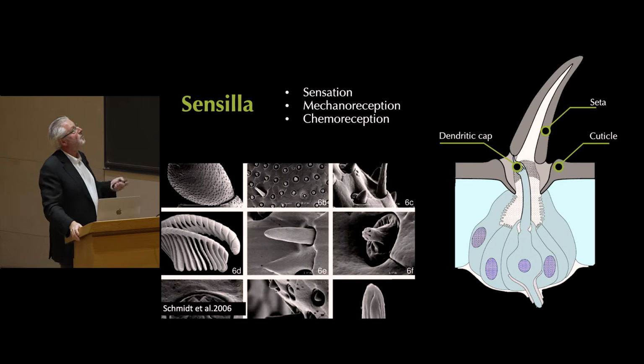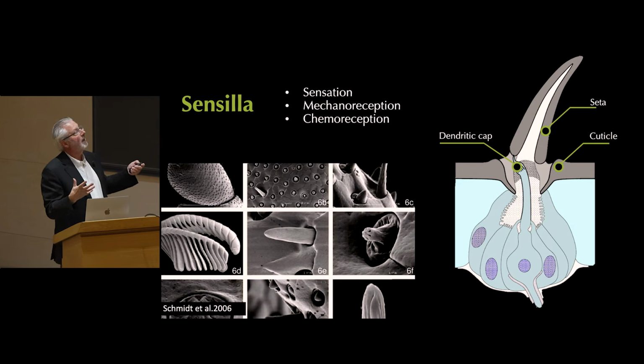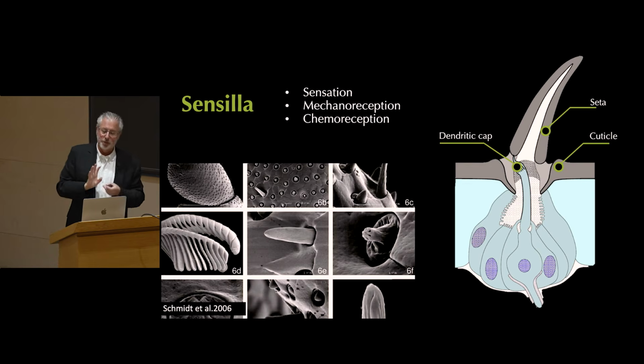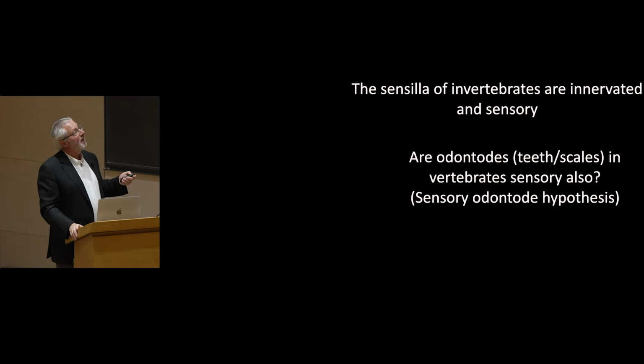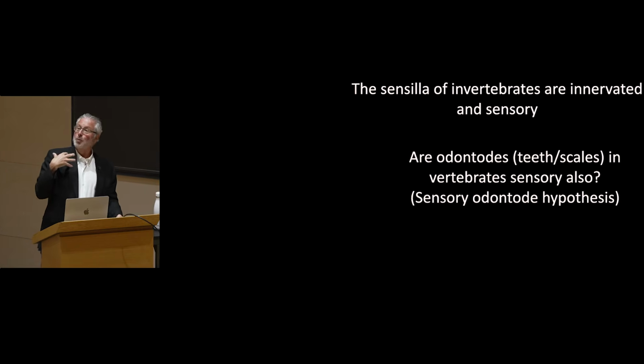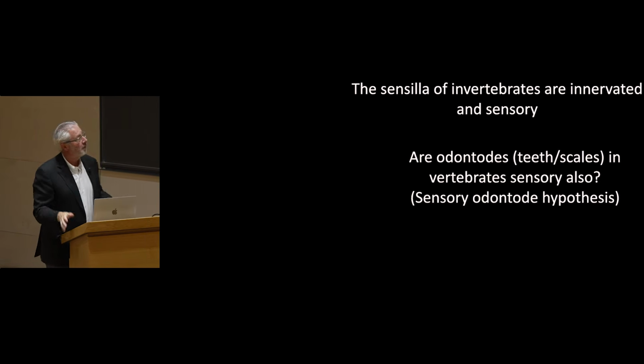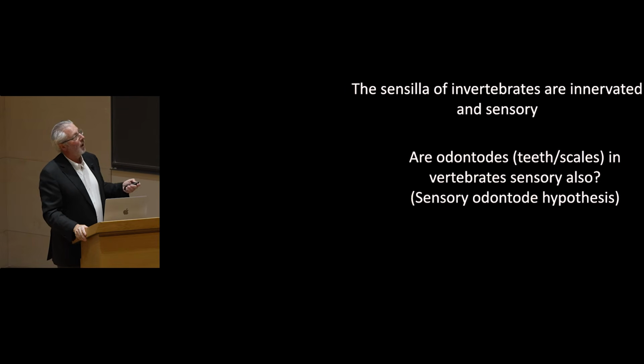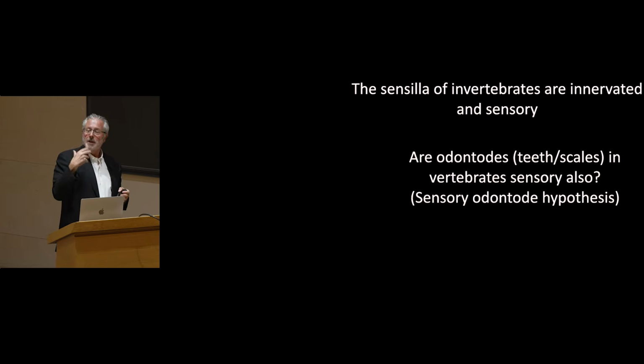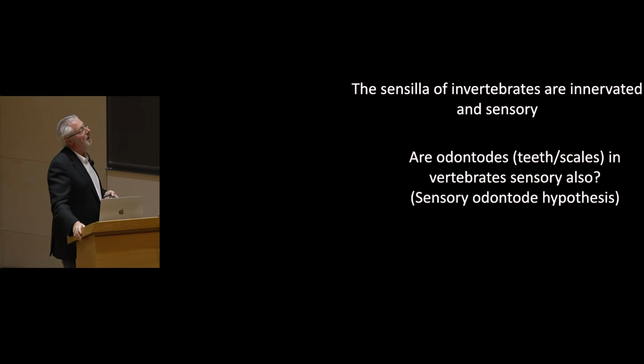And in fact, in many invertebrates, these develop into structures called sensilla. A sensilla can have a little hair. It can be a true mechanoreceptor, a chemoreceptor. It can be part of the way that they perceive the world. So the sensilla of invertebrates are innervated and they're sensory. And that begs the question: are our tubule structures, which we call odontodes, derivatives of the scales, our teeth and scales, which are derived from odontode-like invertebrates, sensory also? This is a hypothesis that people made years ago called the sensory odontode hypothesis. They proposed that those external scales might have had a sensory function.